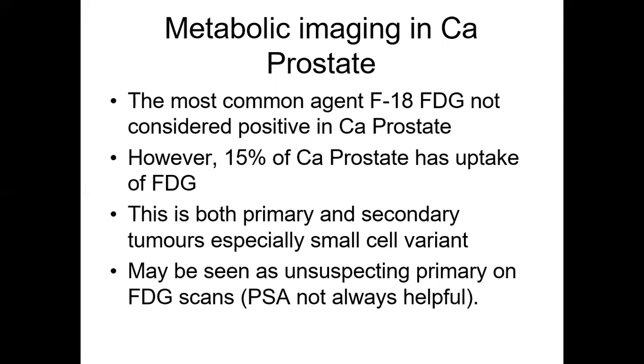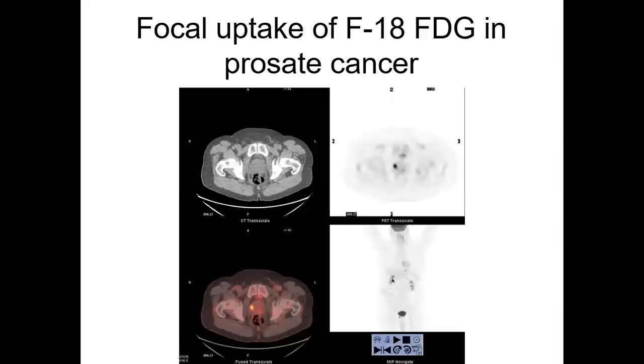We do also see focal uptake of FDG in primary prostate cancers. And as you know, if you see focal uptake within the prostate, you need to report that so it can be further investigated. And there is a subtype of prostate cancer called small cell, and these are often FDG avid. So I think that we just need to be aware that FDG is not always negative in prostate cancer.